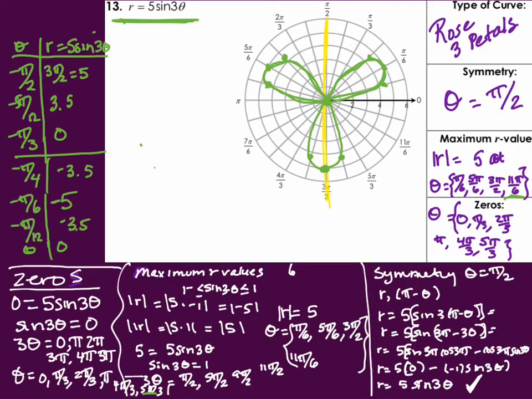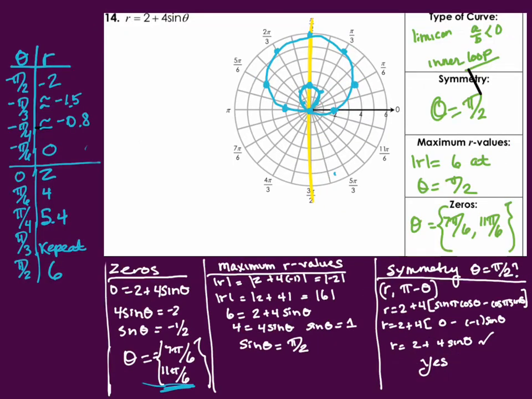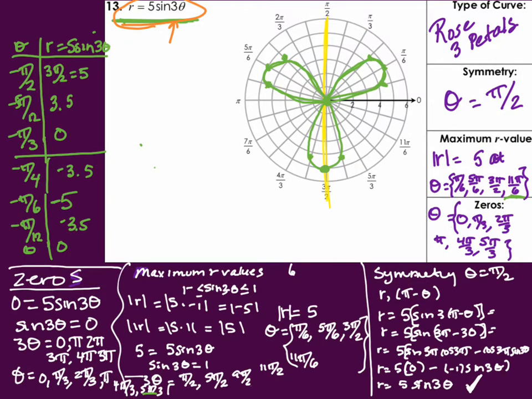That was number 11. So the next graphing example I'm going to do is number 13. Jump into number 13. And I know these are a lot of work. That's why we're not doing all of them. So let's look at our example. We have 5 sine 3 theta. Okay, you should know that's a rose, an odd number of petals, so it's a 3-petal rose. All right, let's think of symmetry. We're going to try to see if it's symmetric to pi over 2.